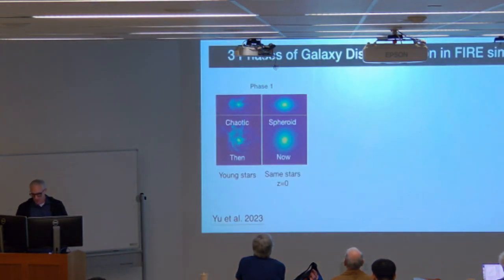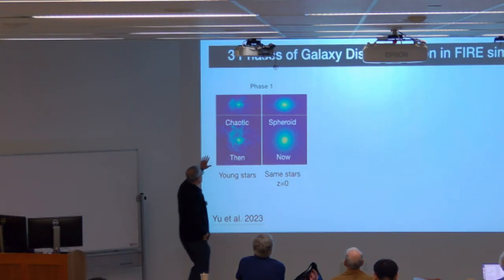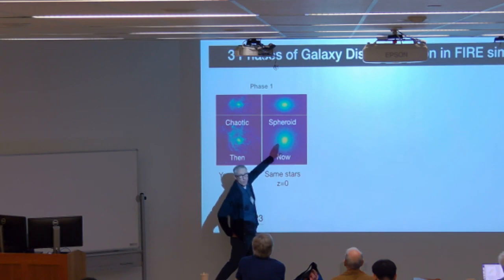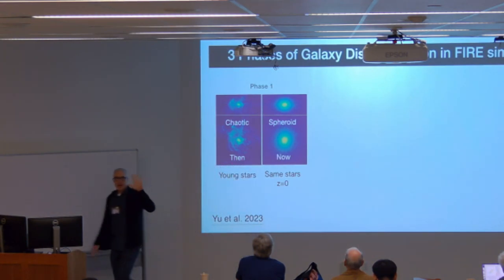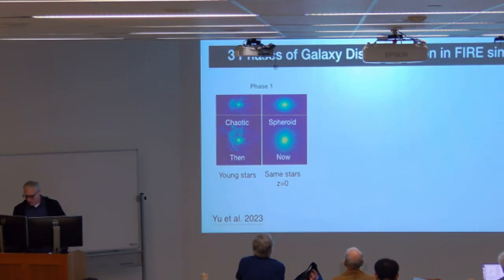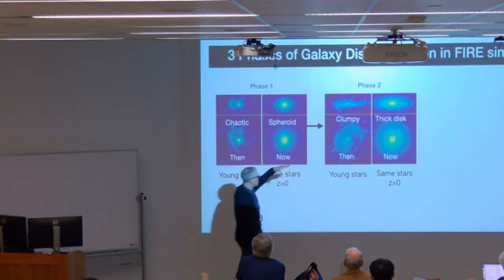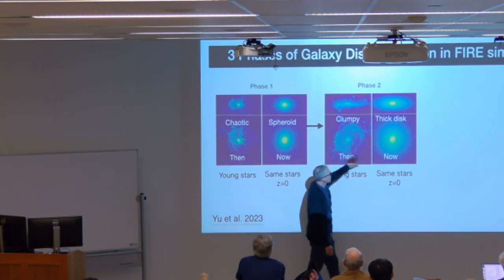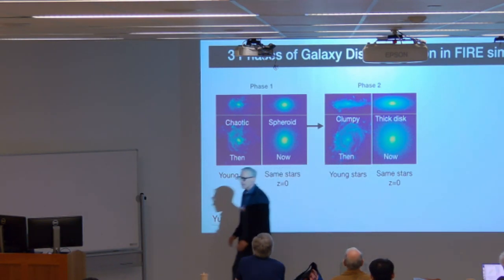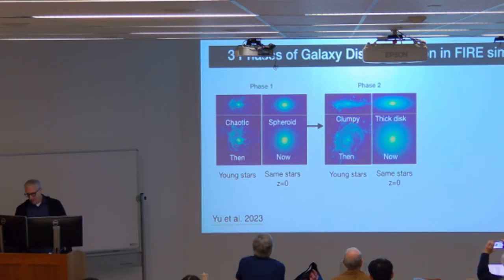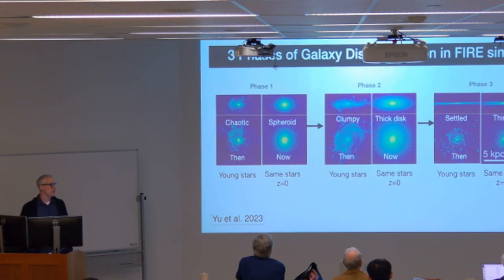Let me just show you pictures because it's very nice. I think this is useful. Here's a snapshot in phase 1 where things are chaotic. This is what the stars look like when they were forming. This is where those stars are at z of 0. So a chaotic, crazy thing turns into a spheroid today. During phase 2, you have this clumpy, chaotic disk. It's spinning. This is after spin-up. You look where those stars are today, it's a thick disk. And then in phase 3, forming in a thin disk stays in a thin disk.